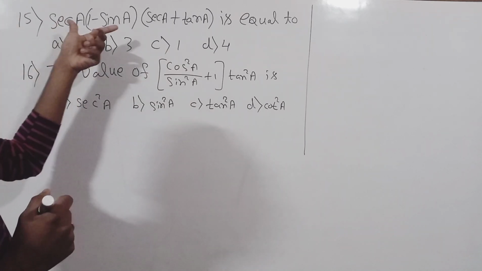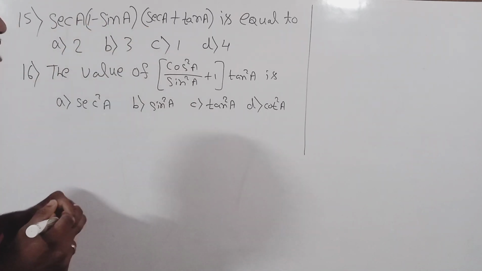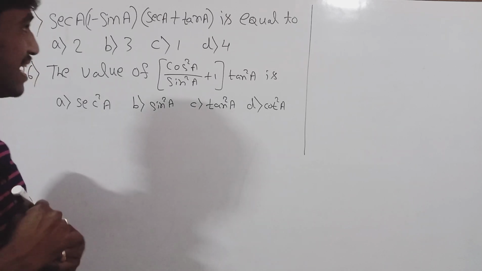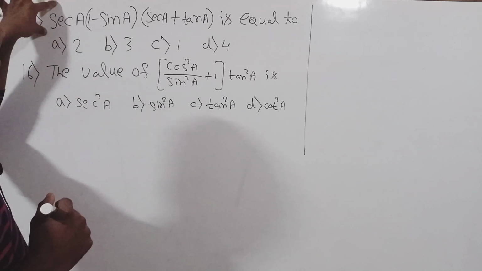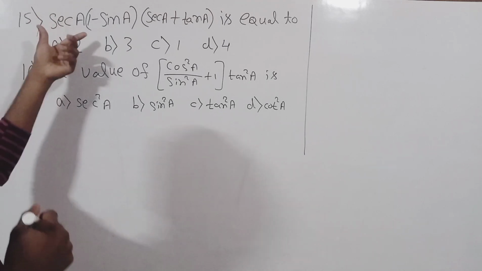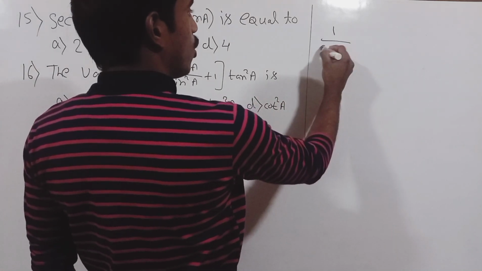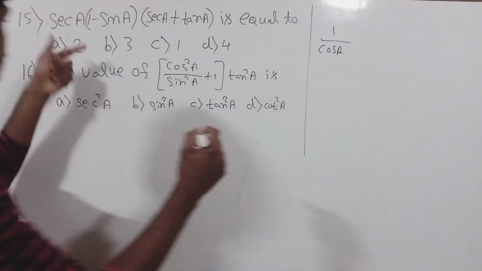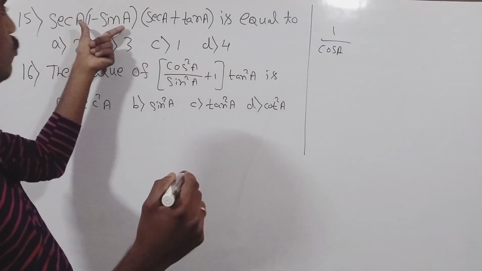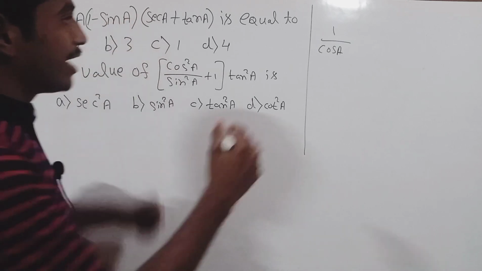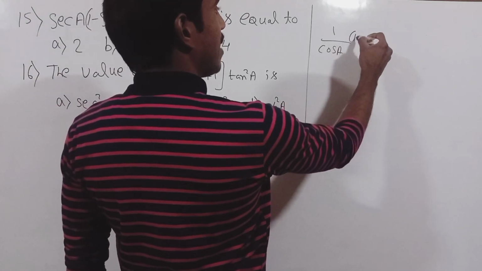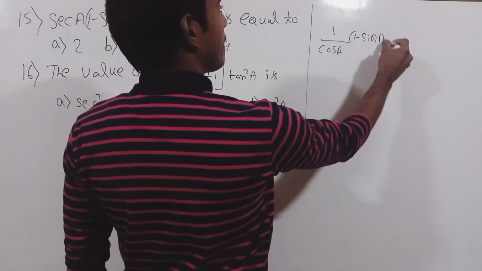So here what we do is, we will try to express everything in terms of sine and cos. That is, here secant A is given. So secant A in terms of cos will be 1 by cos A. So secant A is 1 by cos A into 1 minus sin A. It is already in terms of sine, so I will not change anything there. 1 minus sin A.